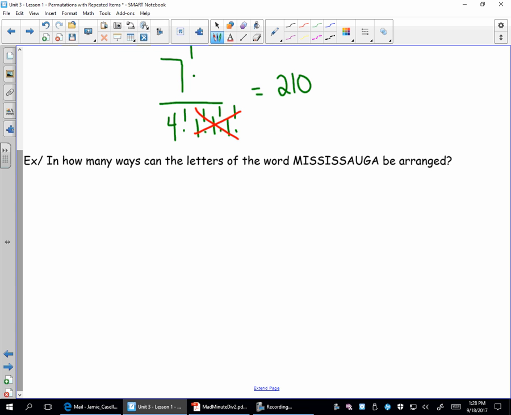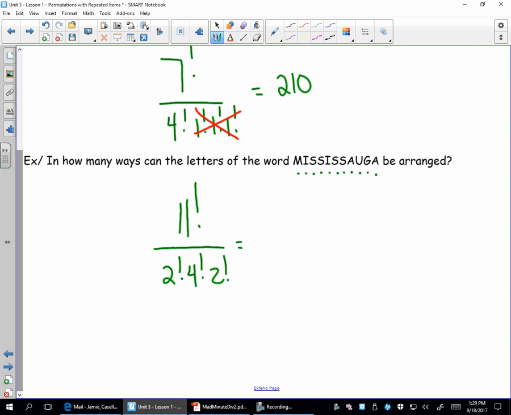In how many ways can the letters of the word Mississauga be arranged? So Mississauga is made up of 1, 2, 3, 4, 5, 6, 7, 8, 9, 10, 11 different letters. But some of those letters I can't tell apart. They're identical. For instance, I have 2 I's, 4 S's, and 2 A's. I can't tell them apart. So because I can't tell them apart, I can't say, hey, I moved them. When I can't see that, I can't tell that. So I have to divide them out.